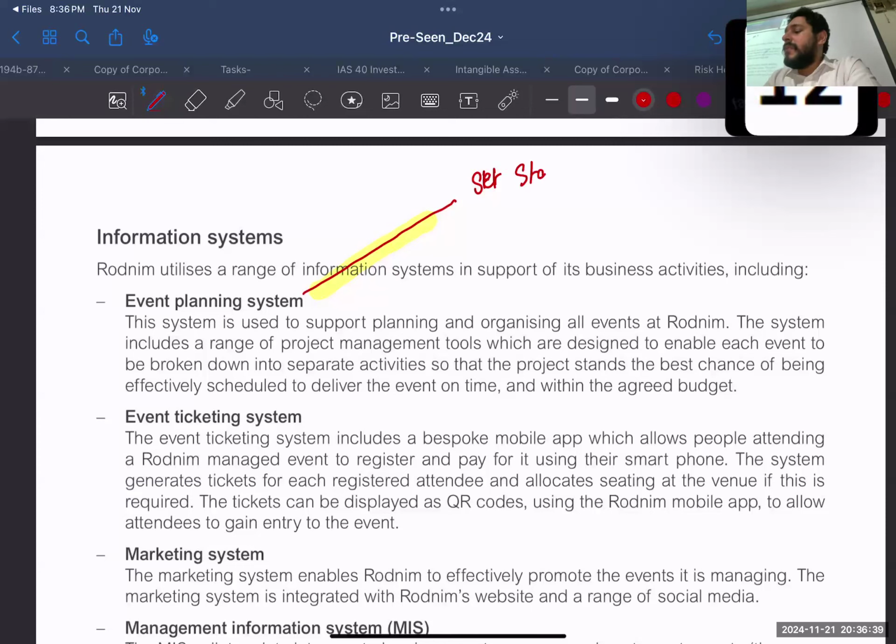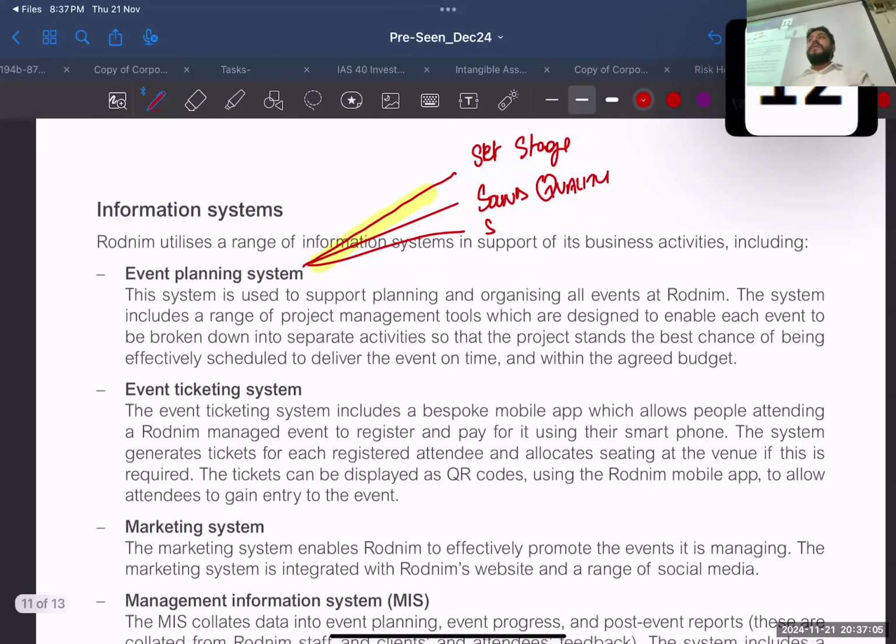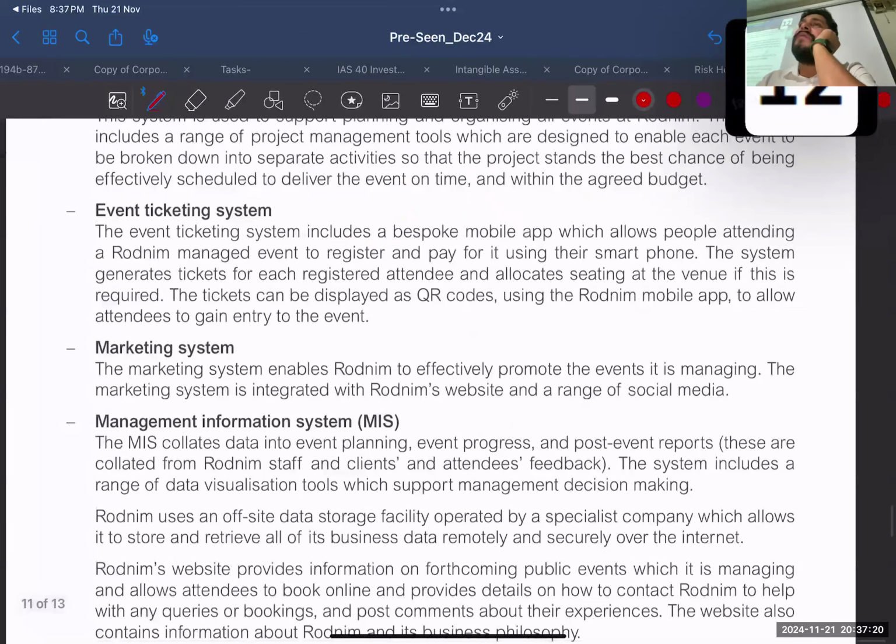Setting the stage. The second activity could be maybe incorporating the sound quality. Then looking after the security. So every single stage is divided in accordance with the event planning system. So the event planning system will help us in dividing the event into different stages and looking after those stages very smoothly. It says broken down into separate activities so that the project stands the best chance of being effectively scheduled to deliver the event on time and within the agreed budget.